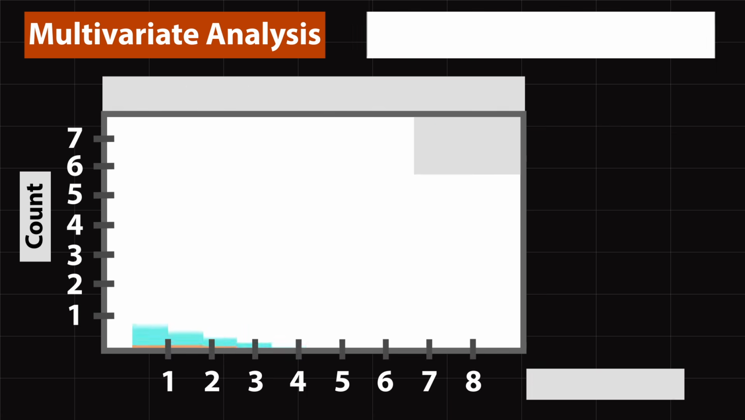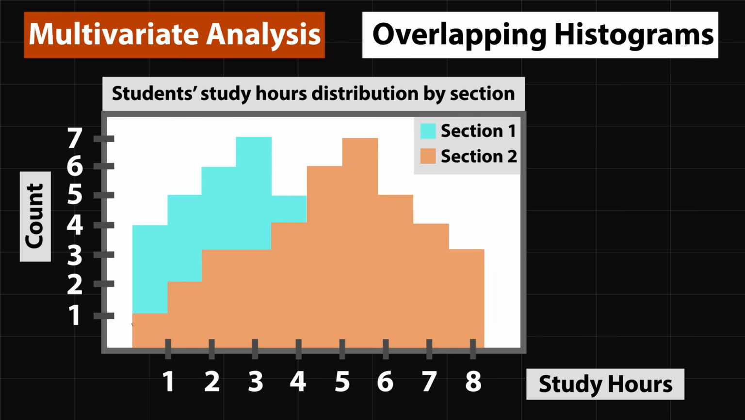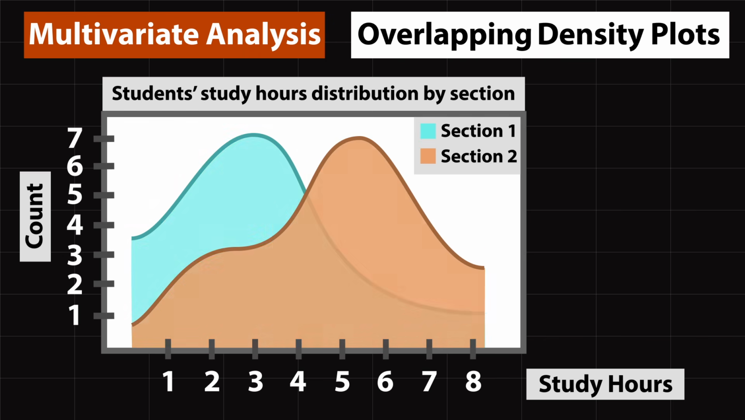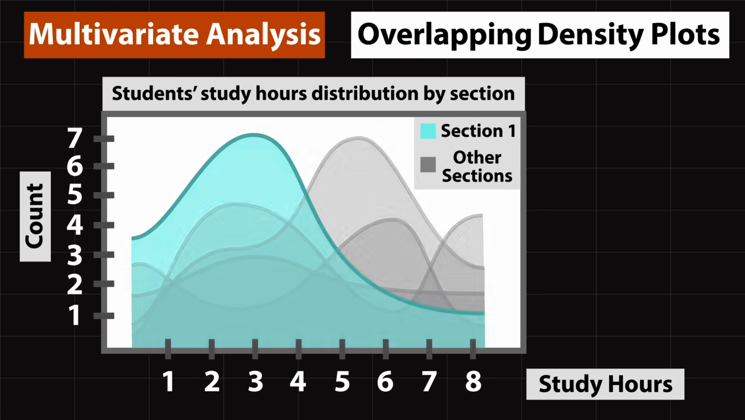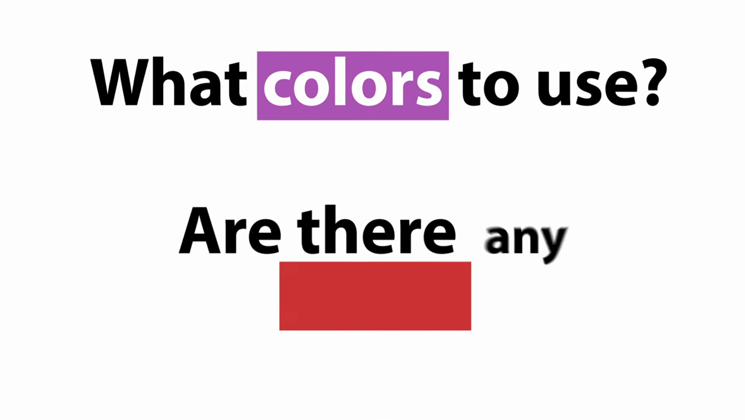Next, avoid overlapping histograms. Better use density plots. You can add areas to make it more visually appealing, but add transparency to make it effective. However, they can distract the viewer if you have too many categories. Additionally, if you want to highlight something on the plot, add transparency for other components or separate the main component with a unique color. But what colors to use?